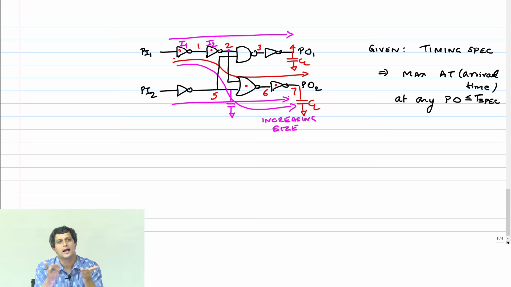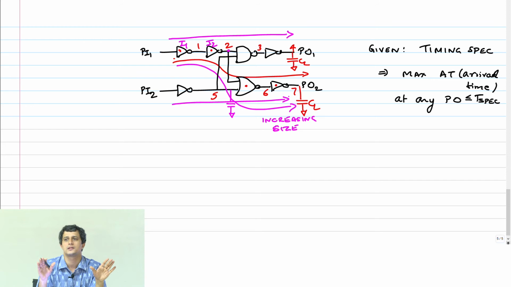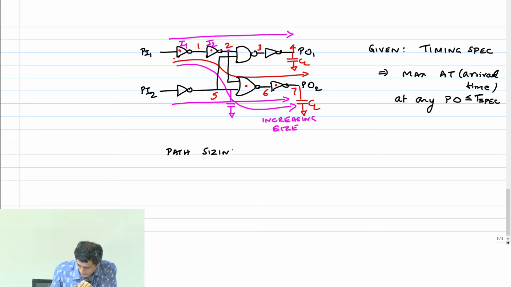Simply because I have an exponential number of paths. Exponential in what? In the number of nodes. So if I have n gates or n nodes in a circuit, then the number of paths is O of exponential of n. And there's no way I can optimize all the paths simultaneously because I cannot even enumerate all the paths. Forget about sizing all the paths, right? So first thing is path sizing is not scalable.